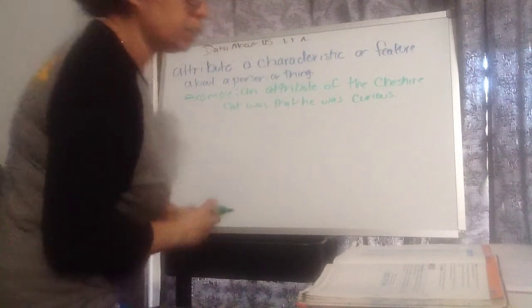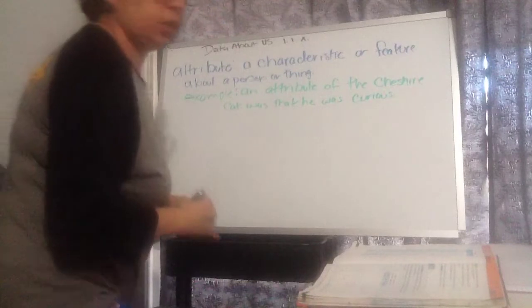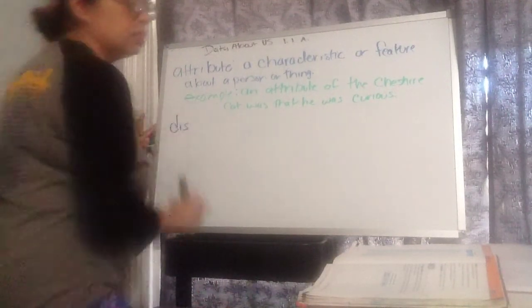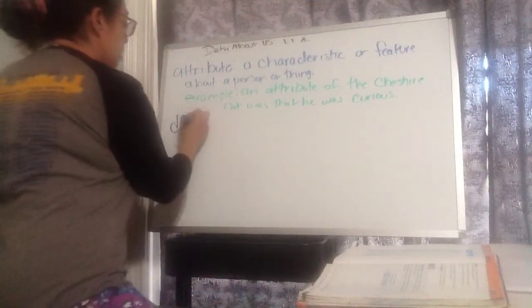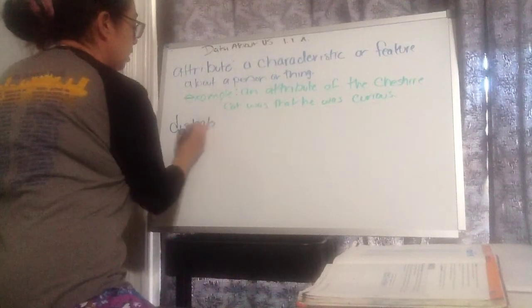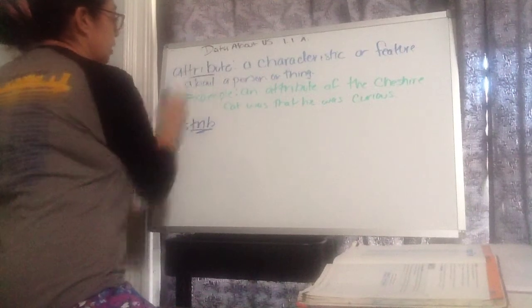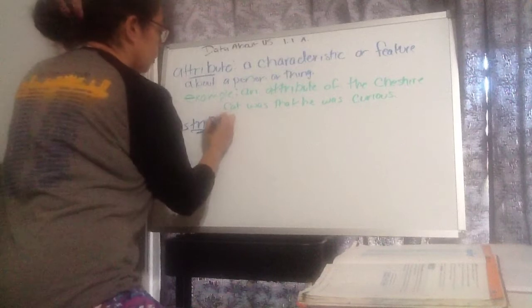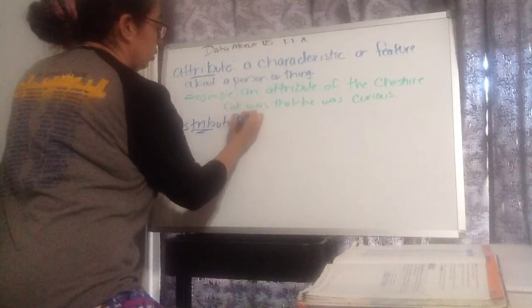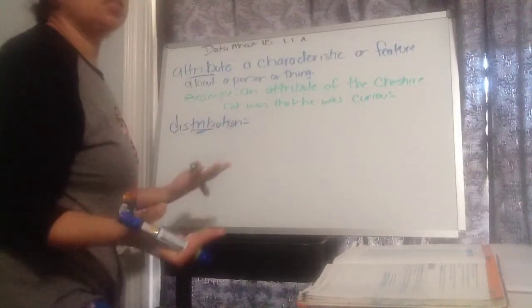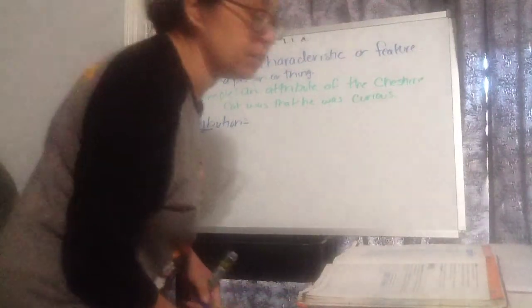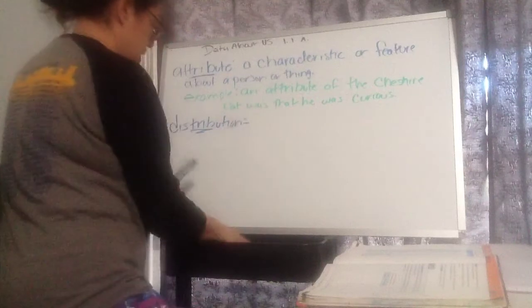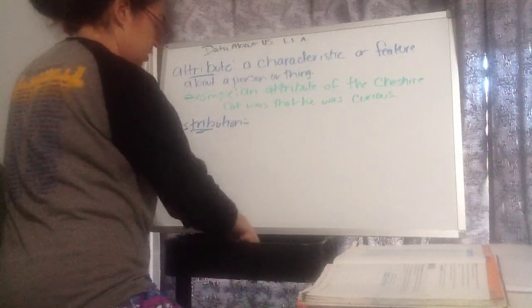The next word is distribution. So, dis, the prefix dis. We have trib, T-R-I-B. Notice that they have the same. This one has dis, this one has at. Distribution. Same base word, different prefix and suffix. And it is the shape of the data.